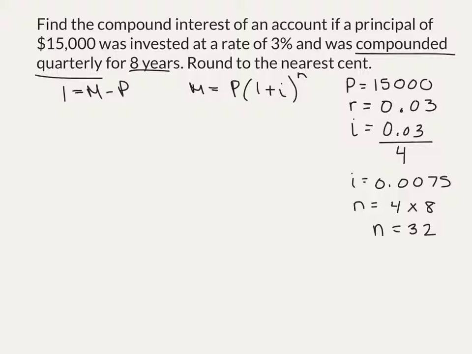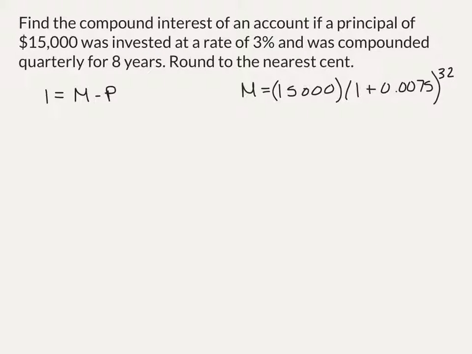Next, we'll take the values for P, R, I, and N and plug them into the formula for maturity value. So we have a formula of M equals 15,000 times 1 plus 0.0075 raised to the 32nd power. And we're going to solve for M. First, you'll do the operation within the parentheses. 1 plus 0.0075 is 1.0075.